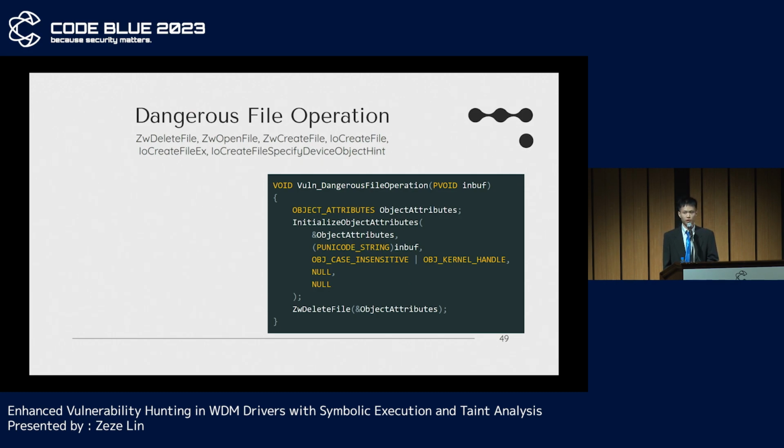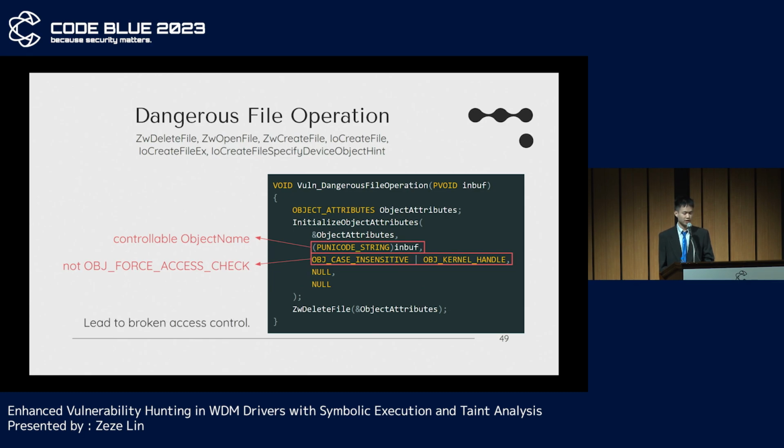The last type of vulnerability is dangerous file operation. IOCT-lens hooks the APIs related to file operations and sees if the object name is controllable and the attributes in object attributes is not OBJ_FORCE_ACCESS_CHECK. If the conditions are satisfied, it may lead to broken access control because an attacker can potentially control the file handle to operate on.